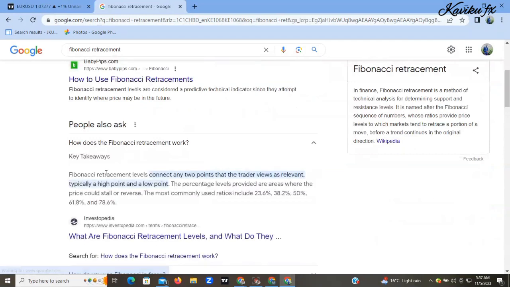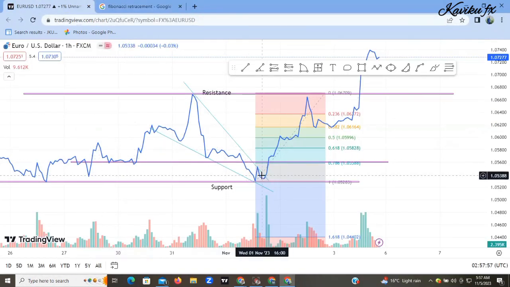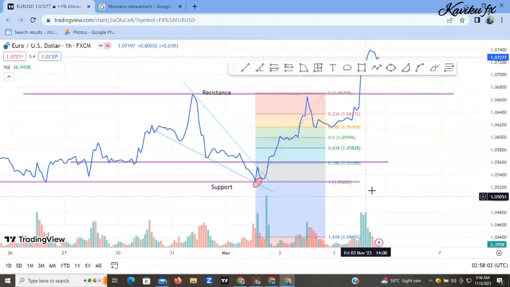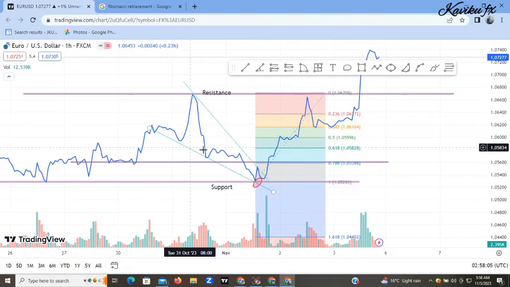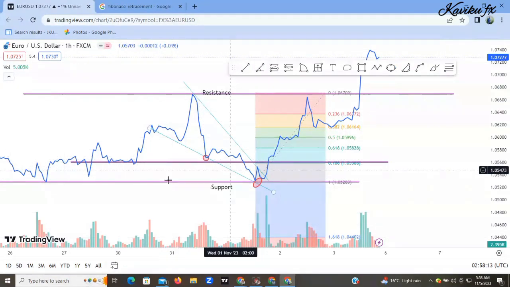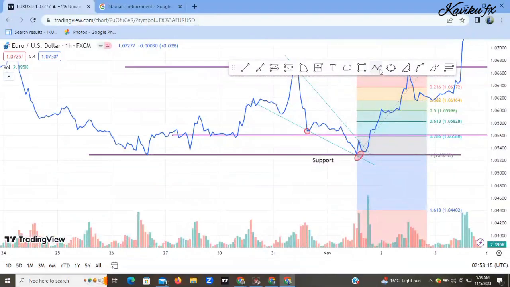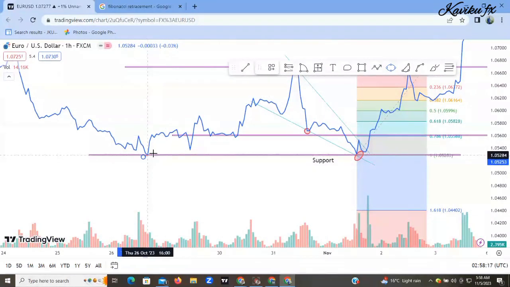How do you use a Fibonacci? Connect two points that are relevant on TradingView, typically a high point and a low point. Now, as you can see, this is our low point here. Maybe we can mark it using a mark there. That's our low point. Our low points maybe are here. We can mark them using that ellipse so that you can see them very well. A low point there on the downtrend.